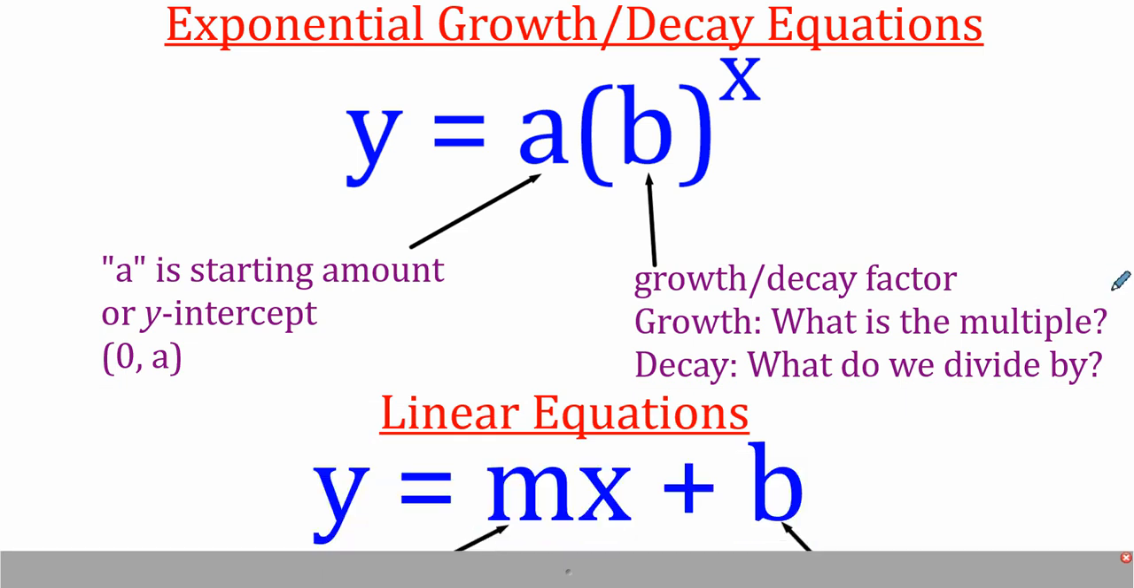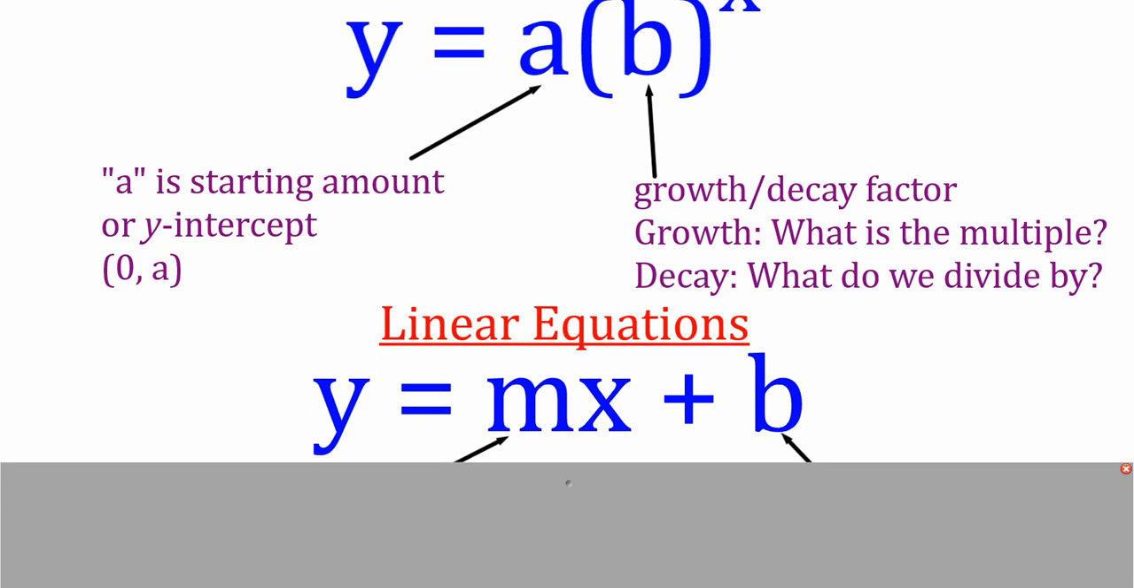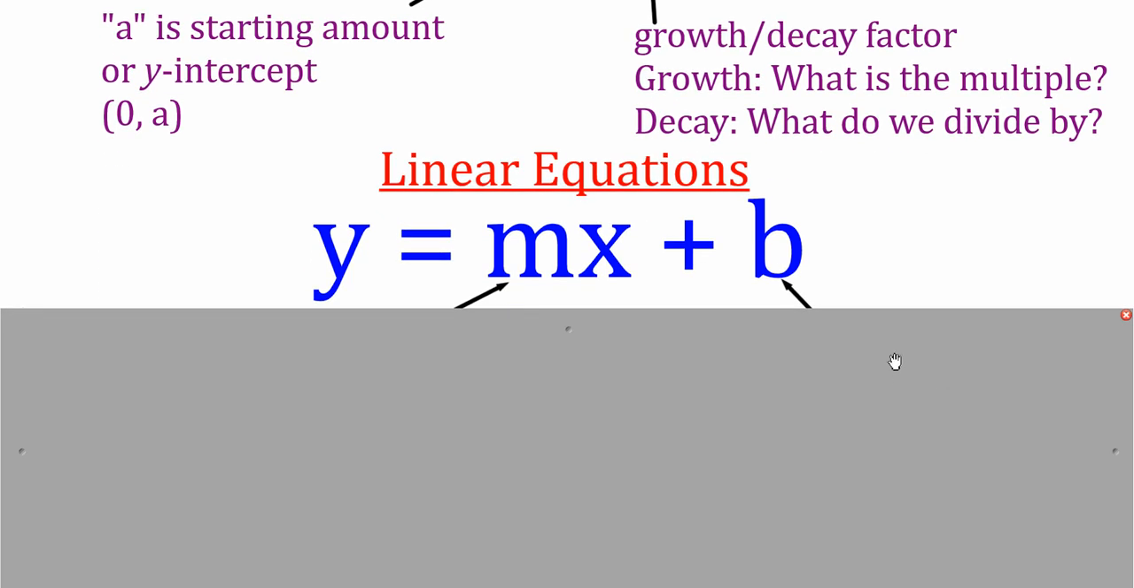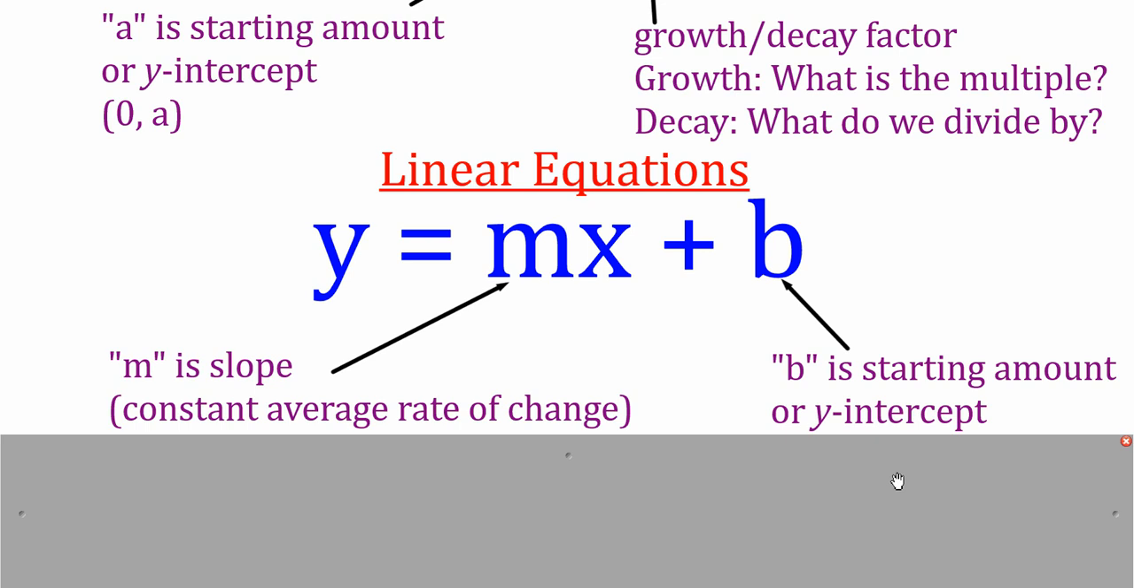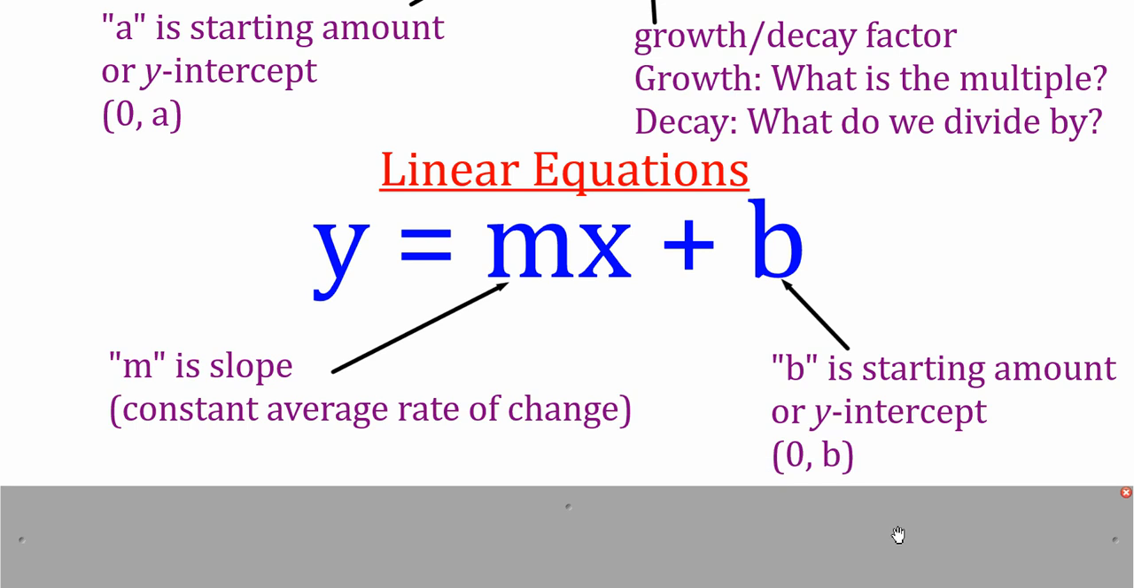In our linears, we've used this a lot. We know that m represents our slope, our rate of change, and that's constant, right? It's always adding or subtracting the same amount. And b is representing our starting amount or our y-intercept.